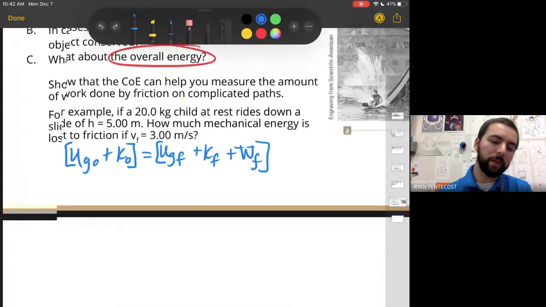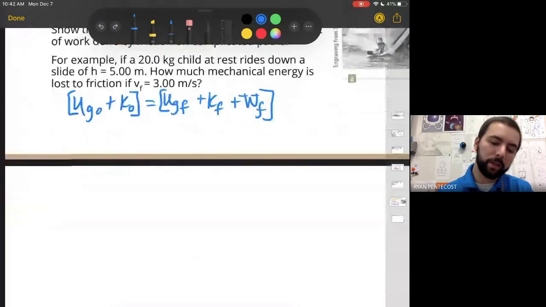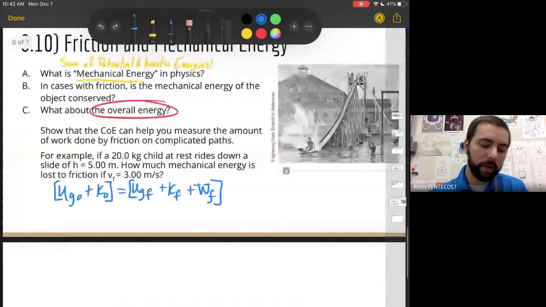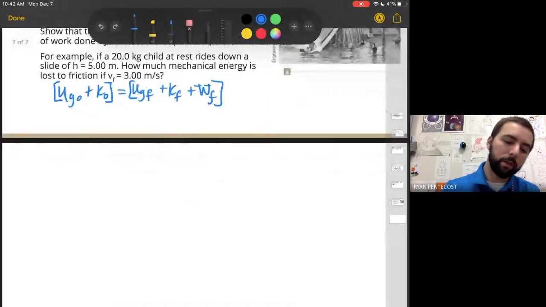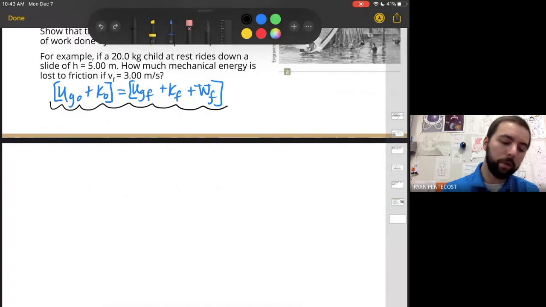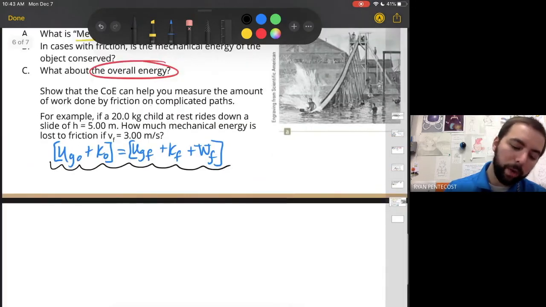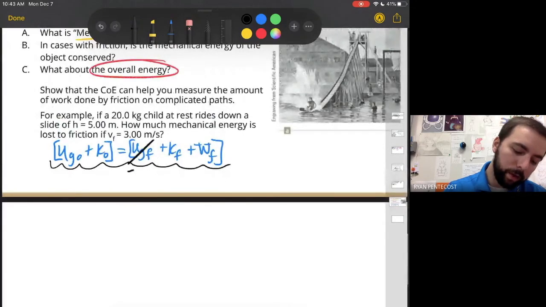For example, we have a 20-kilogram child at rest, like in the picture below or over here, right? We've got a 20-kilogram child at rest, rides down a slide of height 5 meters. How much mechanical energy is lost to friction if V final equals 3 meters per second? So let's get a COE. We actually have our COE right here, right? This is the COE that we will use. We've got our potential energies and our final energies. Now, let's see, what should we use for our ZPL? I would say bottom of the slide, right? That would be our ZPL.